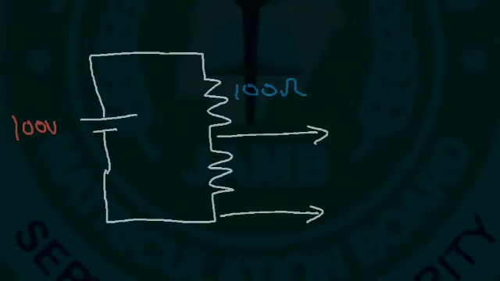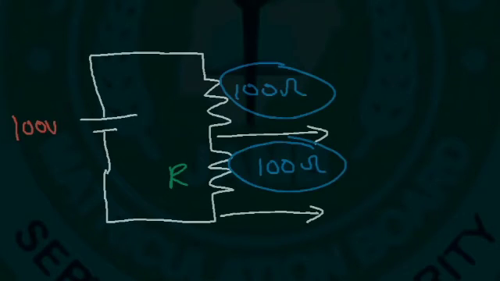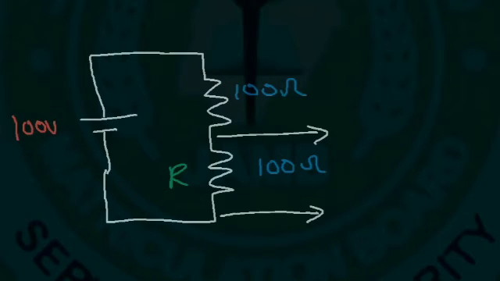Now, by adjusting the value of R, you can control the voltage that will be across that resistor. If R is equal to 100 ohms, if these 2 resistors are exactly the same, then the voltage across R is going to be half of what the battery is. So it's going to be 50.